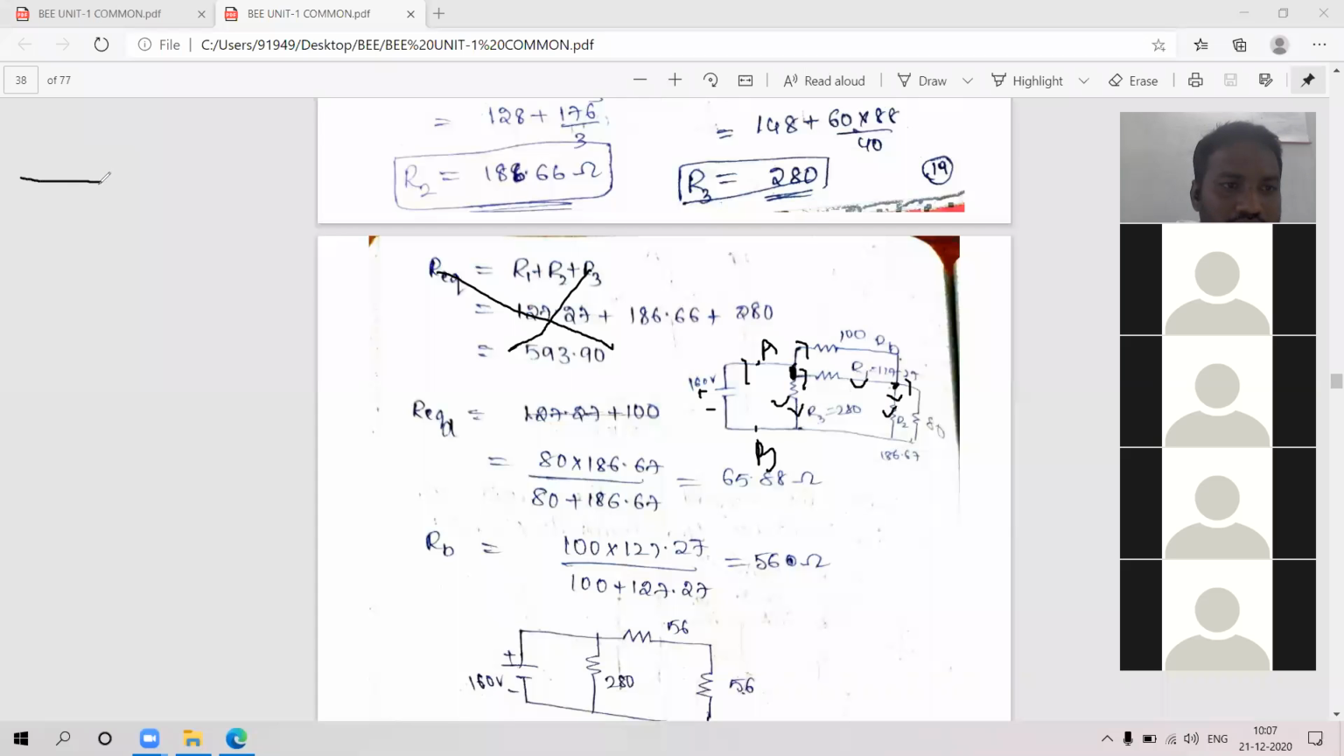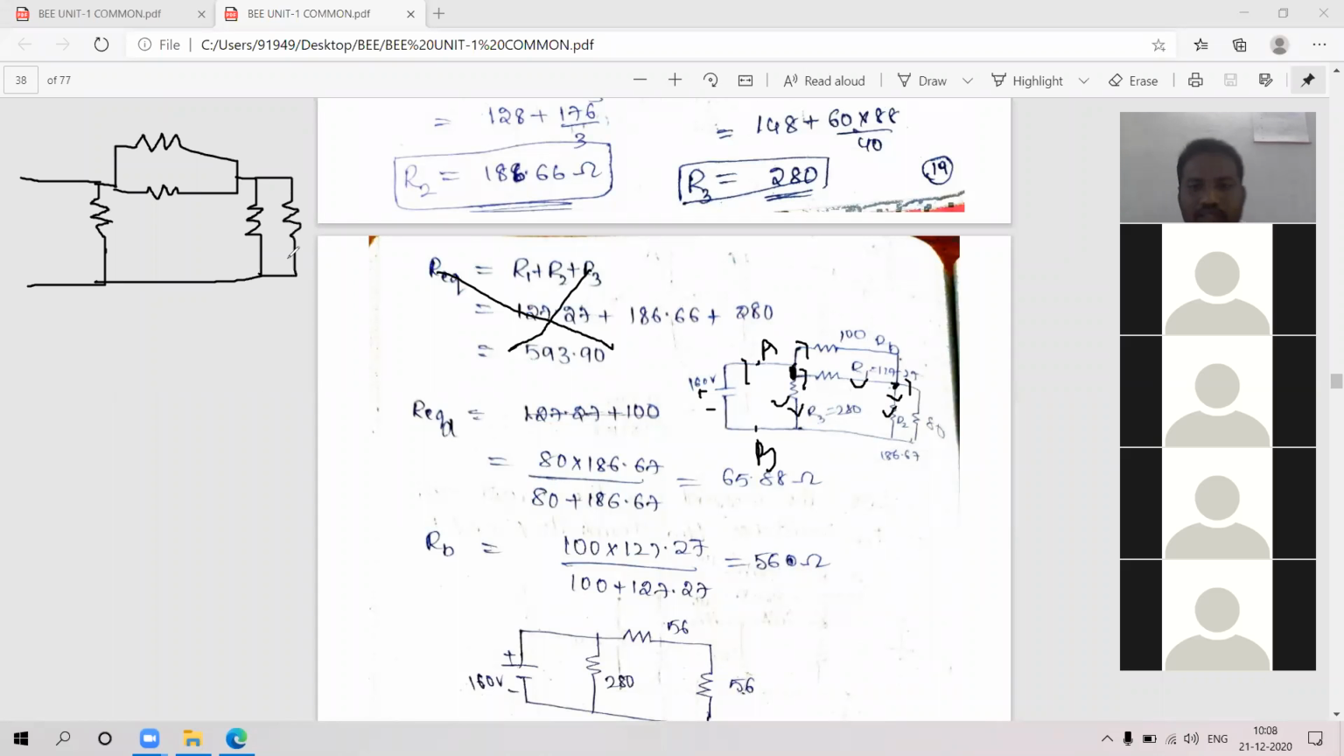This is the thing you have got. I can write like this. On the diagram, we got like this. This is the circuit you got. This might be a confusion, that's why I made one more circuit here. The same circuit, both are the same only.